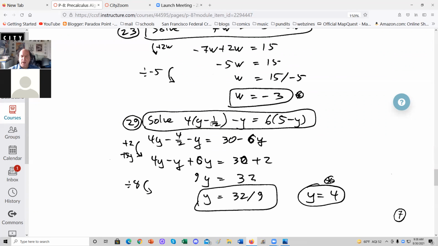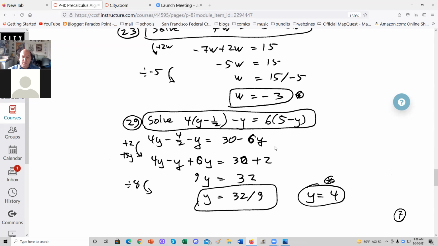You have 4 times y minus a half minus y equals 6 times 5 minus y. The first thing to do is distribute the 4 and distribute the 6. And so you get 4y minus 4 halves minus y equals 30 minus 6y.